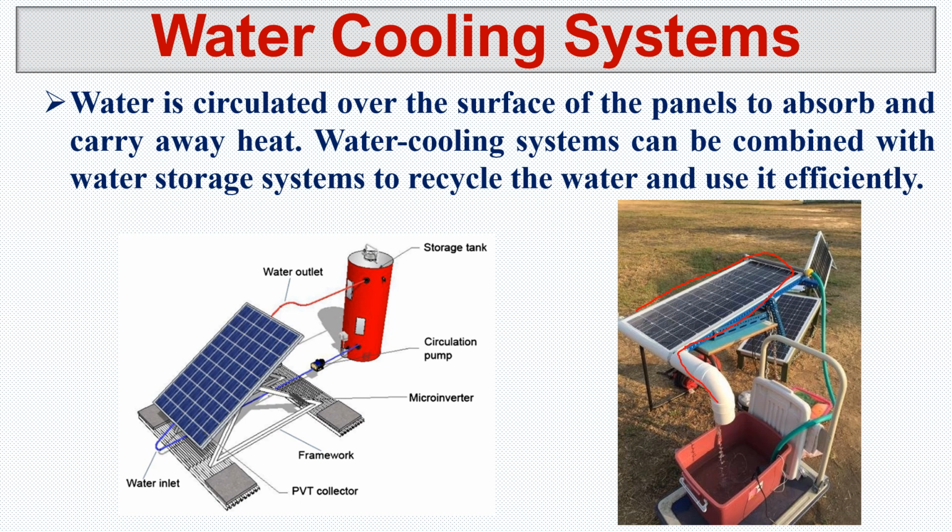So when the water is circulated, technically the panel cannot be heated. So the heat will be removed from the panel. The water cooling system can be combined with the water storage system. Okay, here, because every time you cannot put in new water, it's like a closed loop system. We have the tank here, so the water will go here and come back to the tank, something like this.